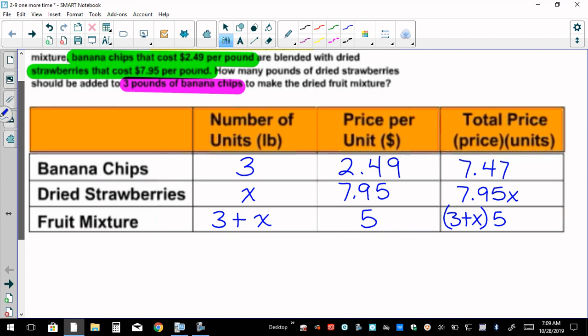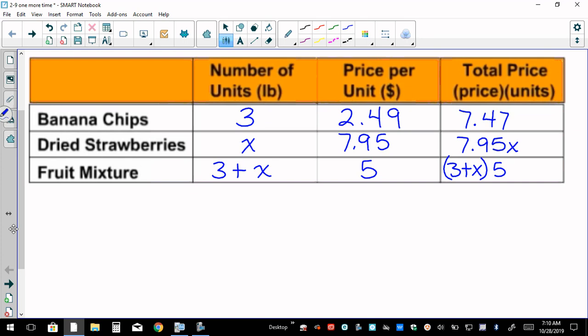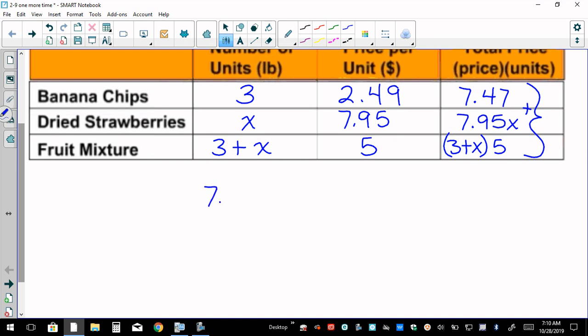So now we have this variable we can solve for, okay? If we add banana chips and dried strawberries, that should equal the fruit mixture. So we're just going to take this and add that plus that, and that's going to give us the 3 plus x times 5. Let's go ahead and write this out algebraically. We have $7.47 plus, that's the bananas, $7.95 times the strawberries, right? That's going to equal, I'm going to switch this around a little bit, 5 times x plus 3.